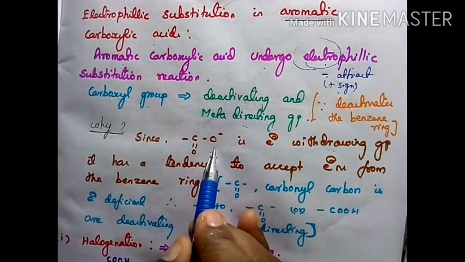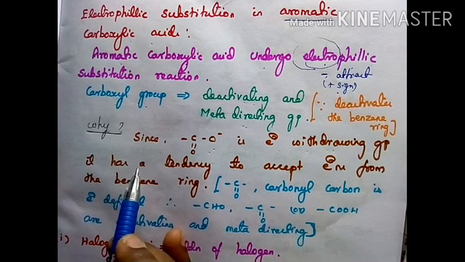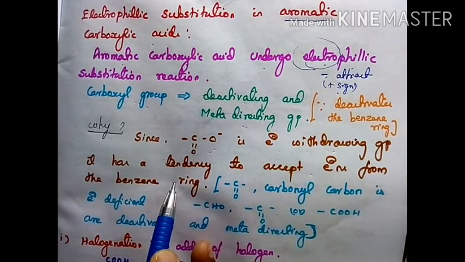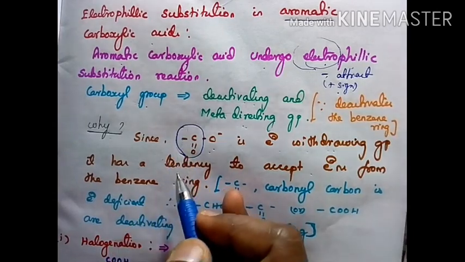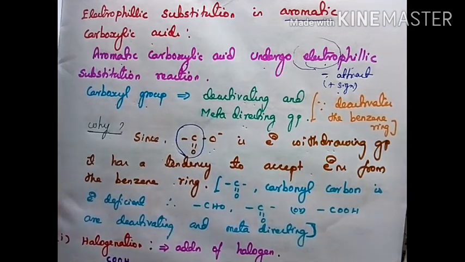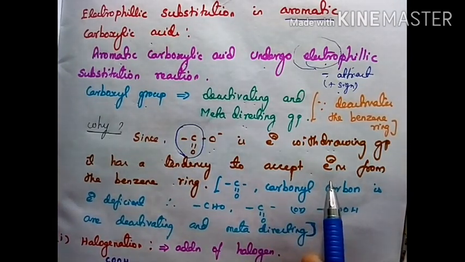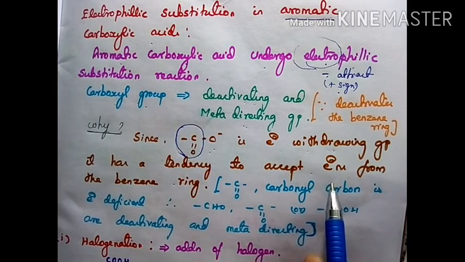Since the carboxyl group is an electron withdrawing group, it has a tendency to accept an electron from the benzene ring. That means it has a tendency to accept an electron. The carbonyl group is an electron deficient group. It has a tendency to accept the electrons.